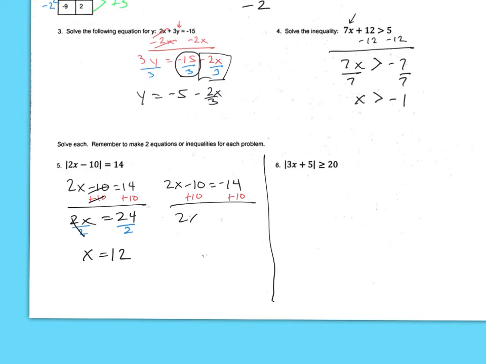And then we get 2x equals negative 4. And then we'll divide by 2. So we get x equals negative 2. Two different numbers. They don't have to be one positive, one negative, but you should get two different numbers.